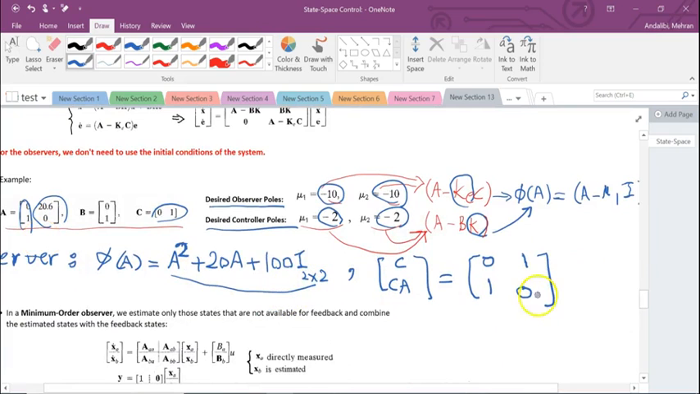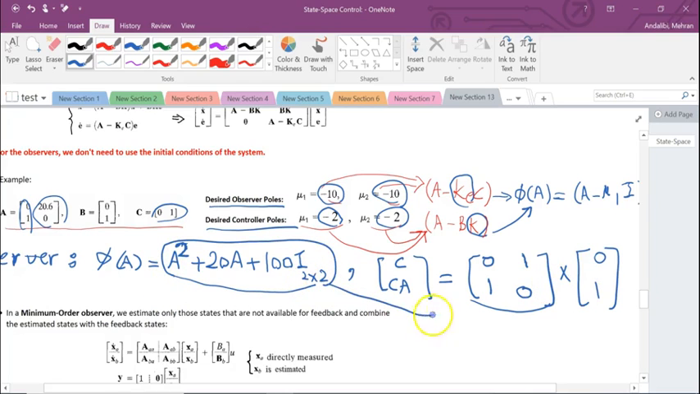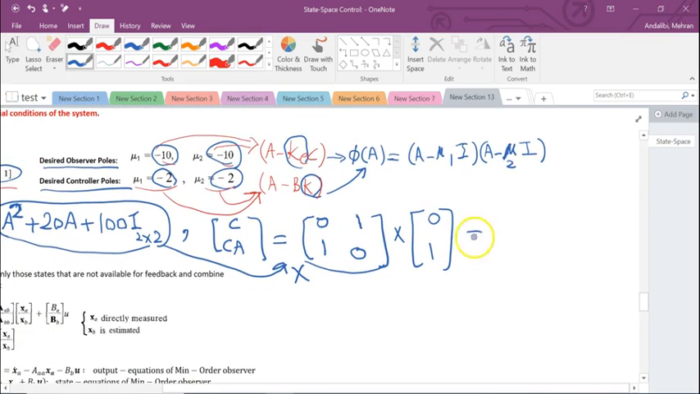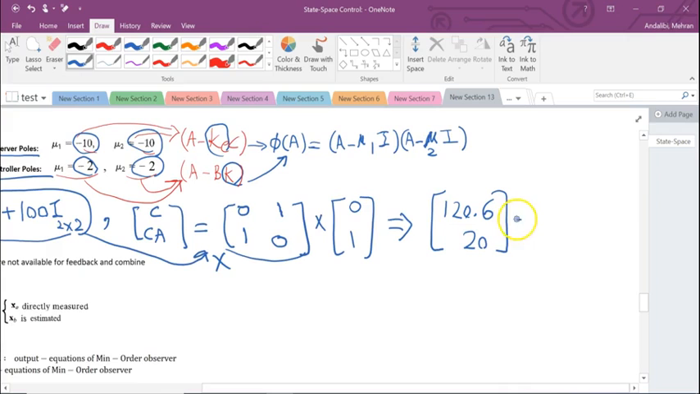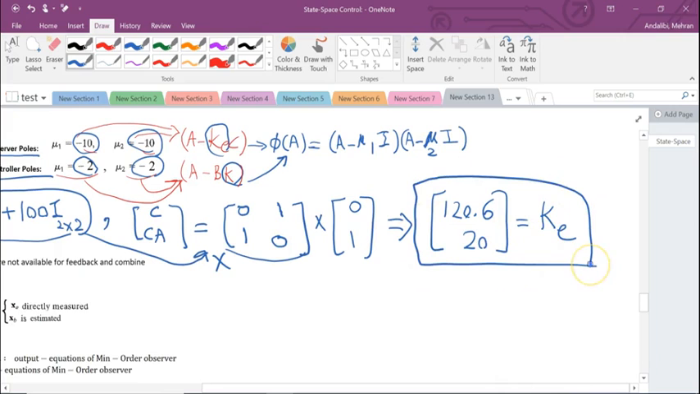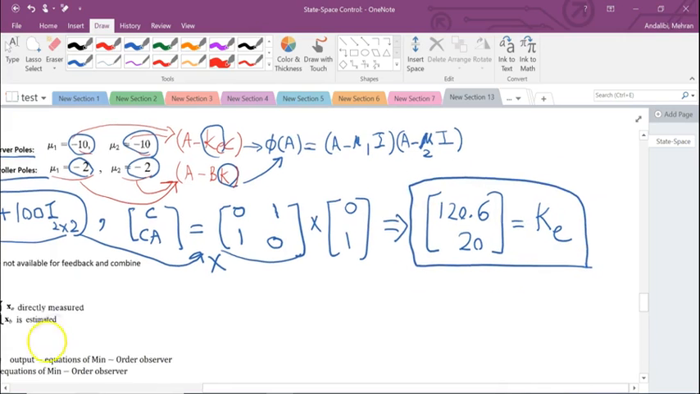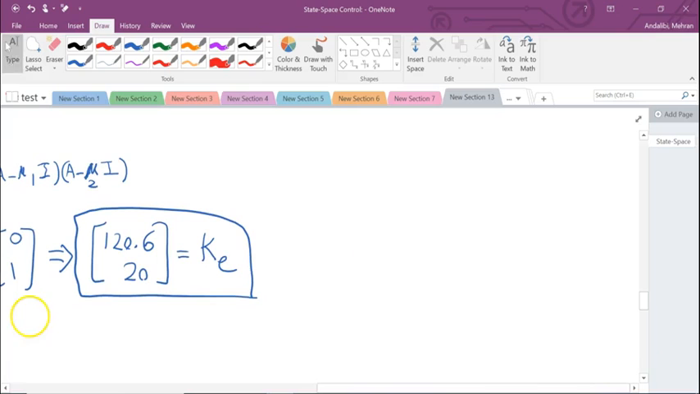Okay, so we need to form this, and we need to form this, and then multiply it by 0 and 1. So this is multiplied by that one and by that one. And if we do it and simplify, in this case, you are going to get 120.6 and 20. So this is your observer gain: 120.6 and 20.